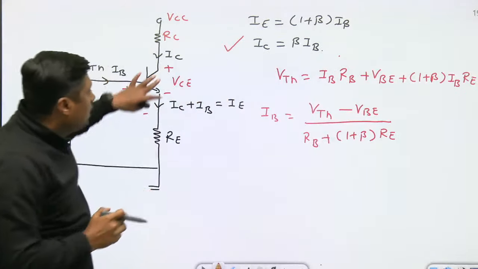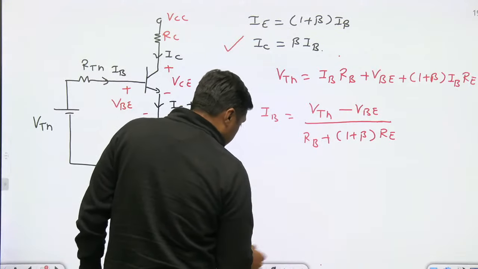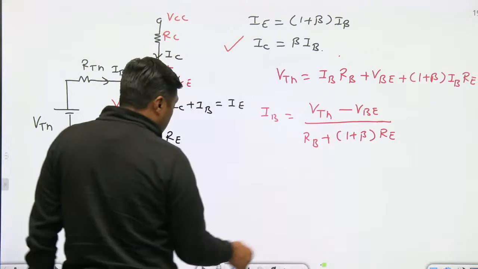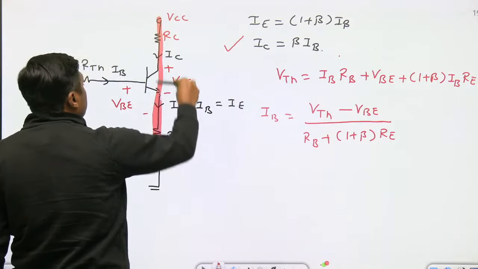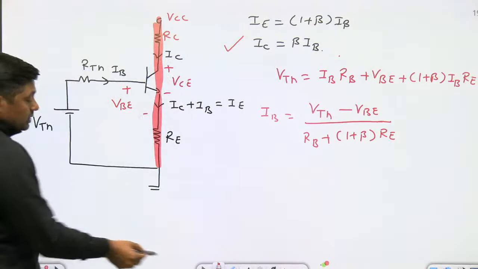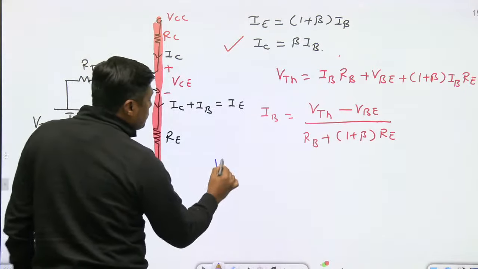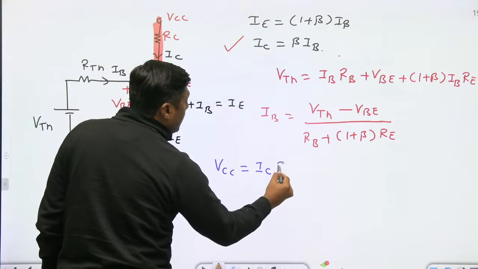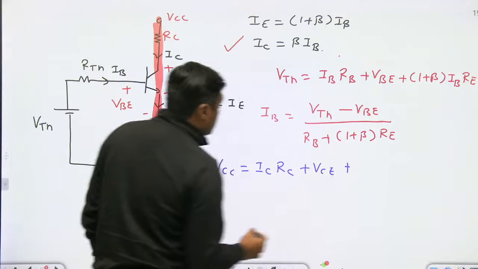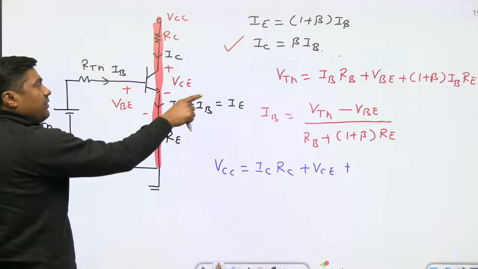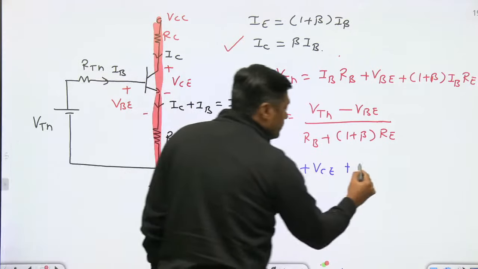But once it is asked, what is the value of VC? Be careful. If it is asked VCE, then write a KVL from this point to this point. So what is the KVL here? VCC is equal to IC into RC plus VCE plus IE into RE. Already we have calculated the IE, or you can write (1 plus beta) times IB into RE. It's up to you.